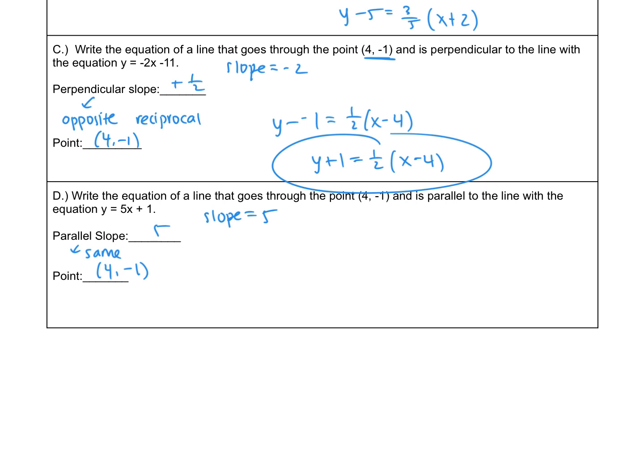And then we still have that point of (4, -1). Berkeley, would you be so kind as to write me the equation of a line, please, that has a slope of 5 and goes through (4, -1)? y minus -1 equals 5 times (x minus 4). Great, thank you very much. So that gives us y + 1 = 5(x - 4).